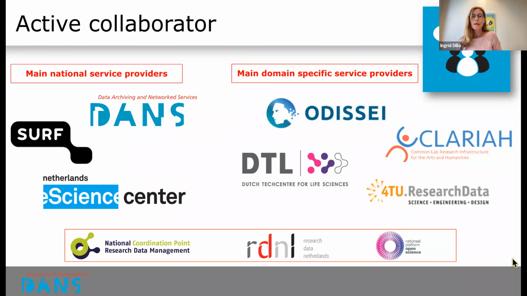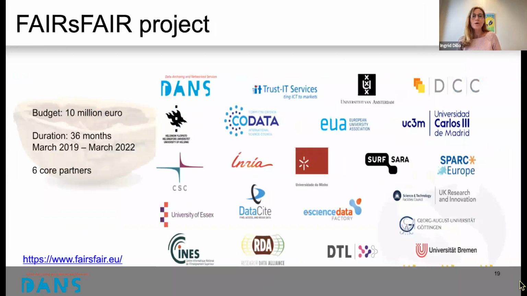And it also works closely together with the other two. On the bottom of this overview, you can see a couple of coordination networks and coordination bodies that we have in the Netherlands, like LCRDM, Research Data Netherlands, and also, of course, NPOS, the National Platform for Open Science. And again, in all of these, DANS is active. So collaboration is in our blood, so to speak. And that leads me to the next slide, because not only do we try to collaborate with all our partners in the national context, we also do so in the European context.